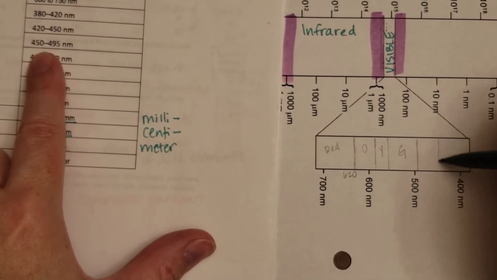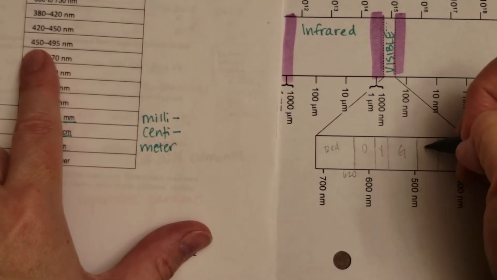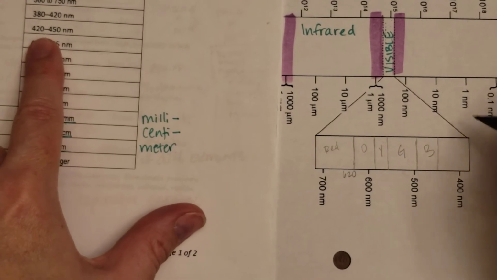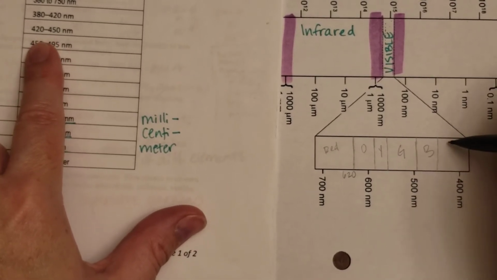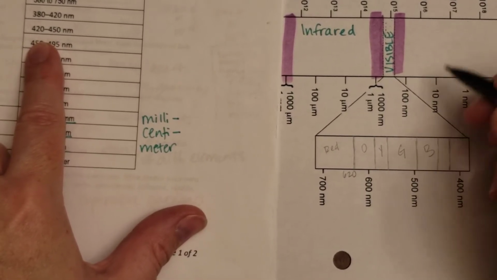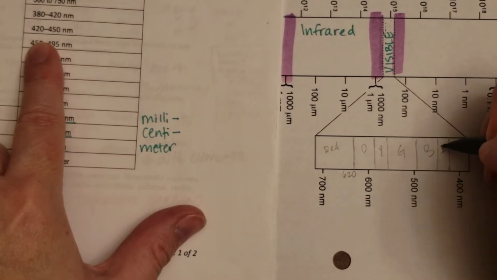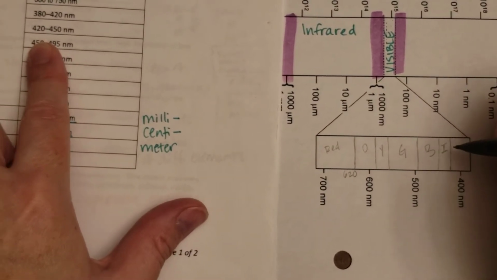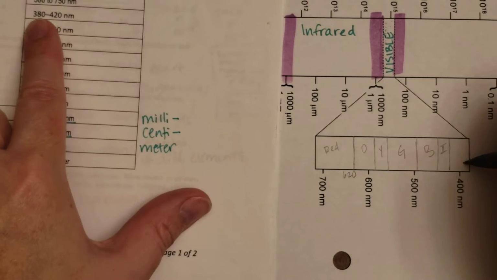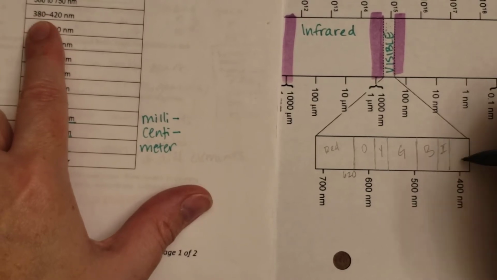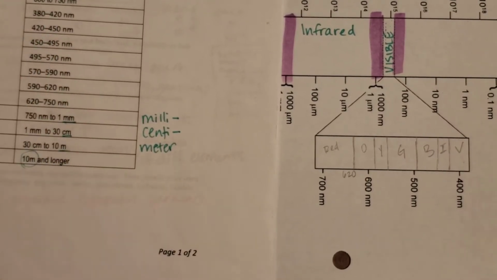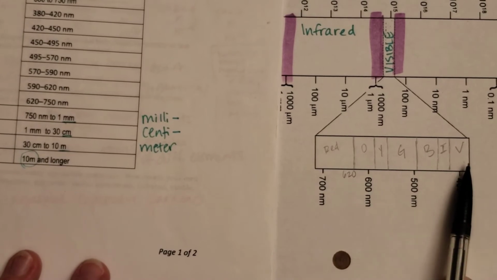450 right in the middle for blue. And let's see, 450, so 420, our indigo, because we all know the difference between indigo and violet. It says no person ever. And then 380 is going to be our violet. So you guys can go back later and add some color to that.